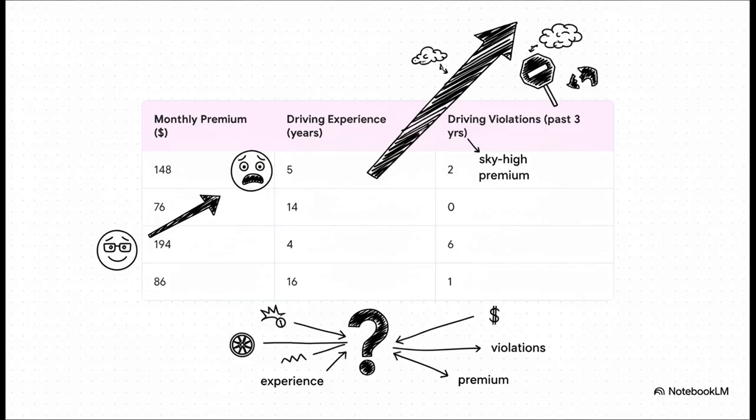Take a look at that third driver down. Only 4 years of experience, but yikes, 6 violations. And their premium is a sky-high $194. Then look at the last driver. Tons of experience, 16 years. But that one little violation means their premium isn't as low as it could be. So yeah, it's clearly not just one thing.